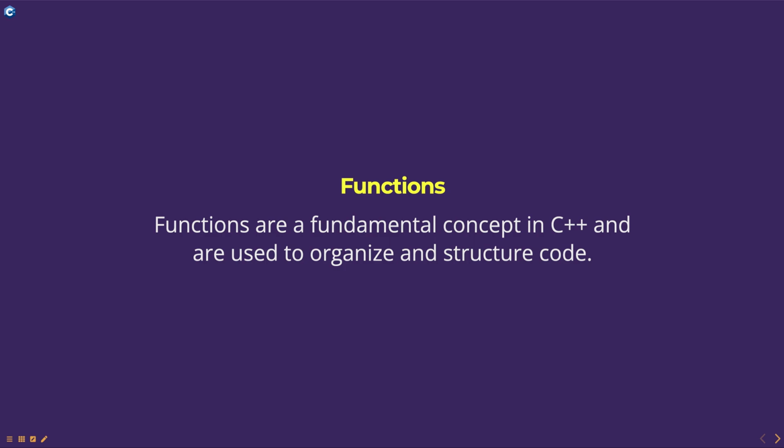A function in C++ is defined using the void or a specific data type, followed by the function name and a set of parentheses. The parentheses contain any parameters that the function takes as input. The body of the function is enclosed in braces and contains the statements that define what the function does.